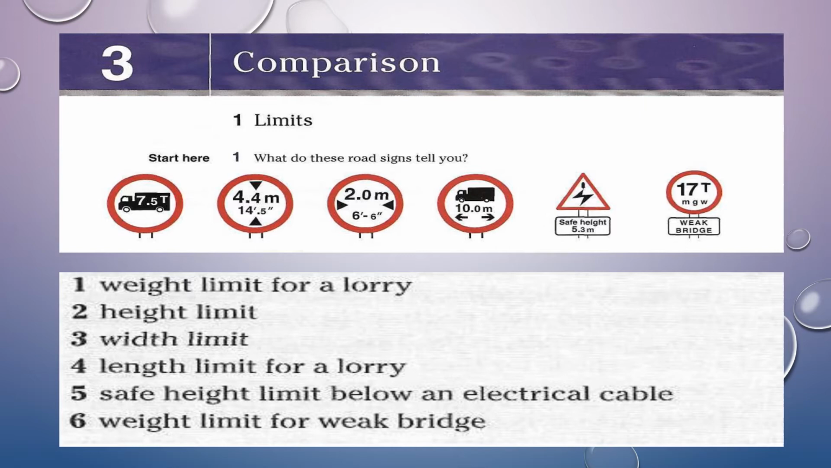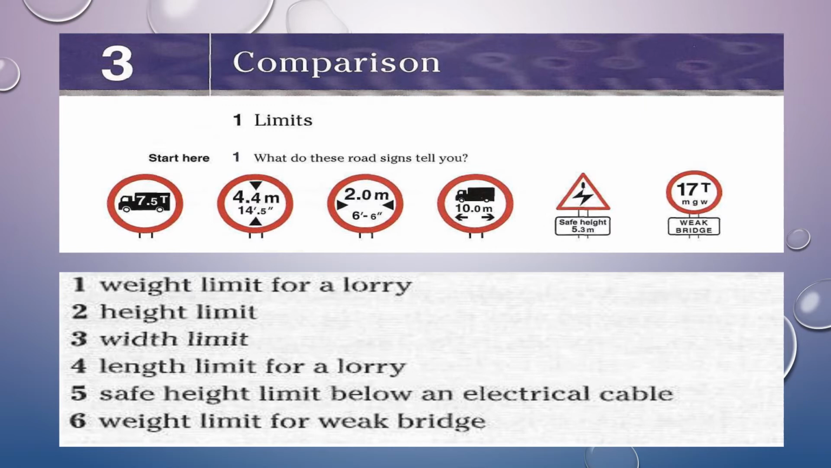Number 1 means weight limit for a lorry. The lorry should be no more than 7.5 tons. The second road sign means height limit. The height should be no more than 4.4 meters. 3 means width limit. The width of the lorry or the vehicle should be no more than 2 meters.